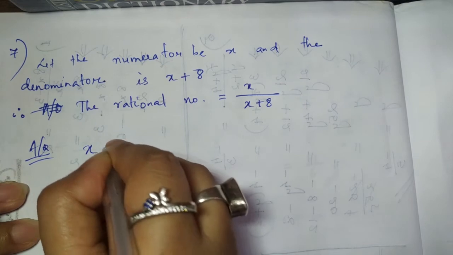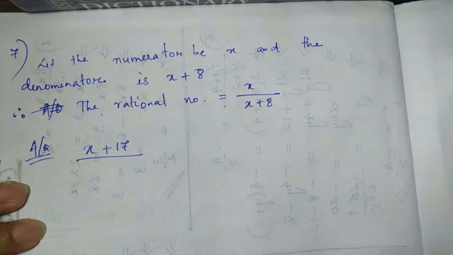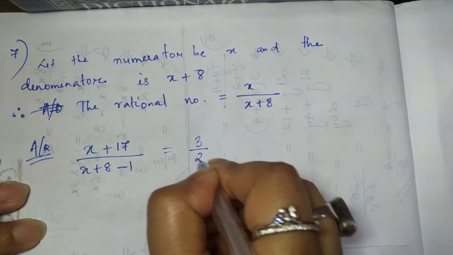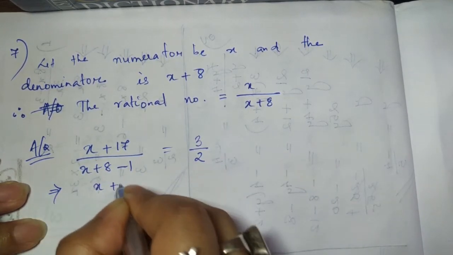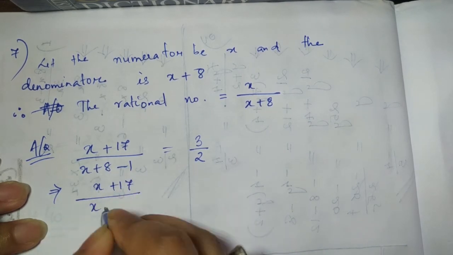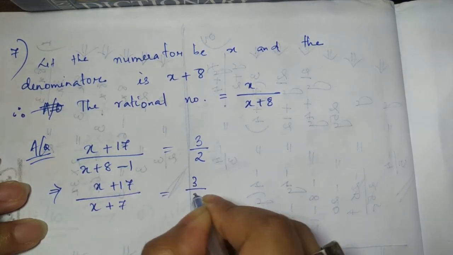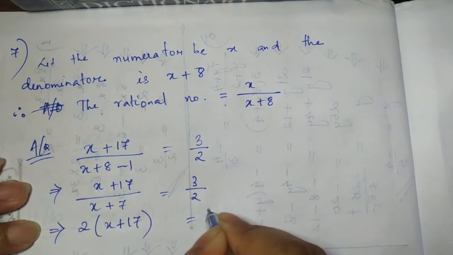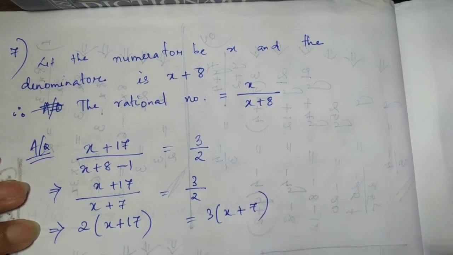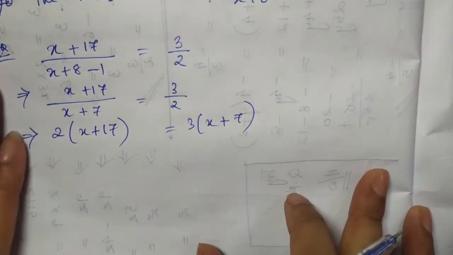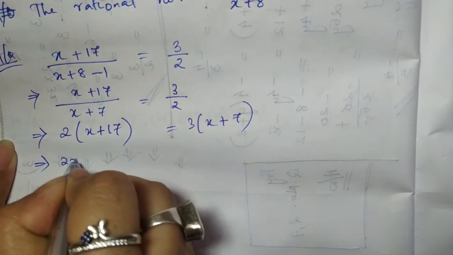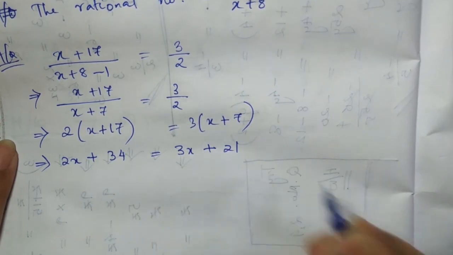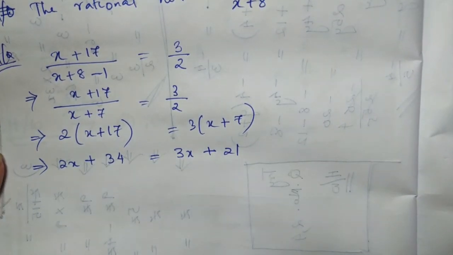According to the question, if you increase the numerator by 17 and decrease the denominator by 1, what will you get? You will get 3/2. So let's solve this. (x plus 17) over (x plus 7) equals 3/2. Cross multiply: 2 into (x plus 17), and here 3 into (x plus 7). So 2x plus 34, here 3x plus 21.